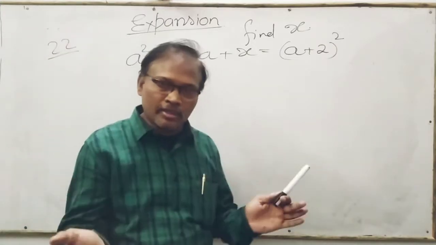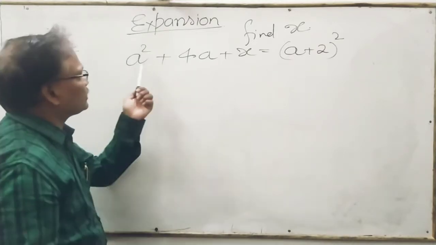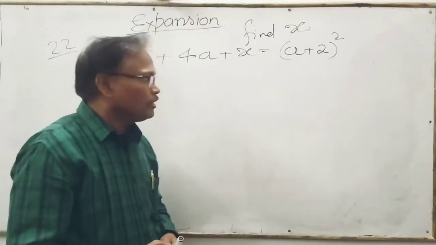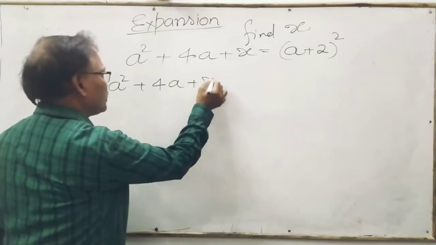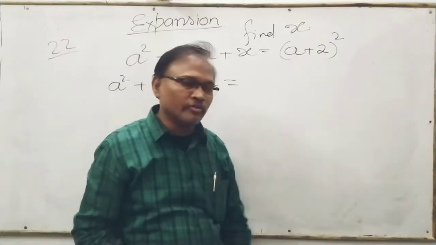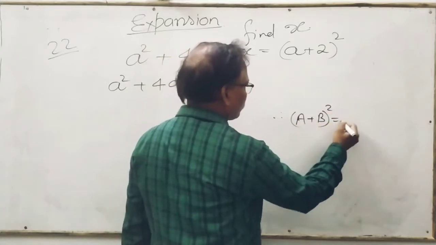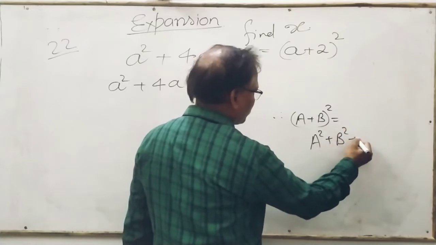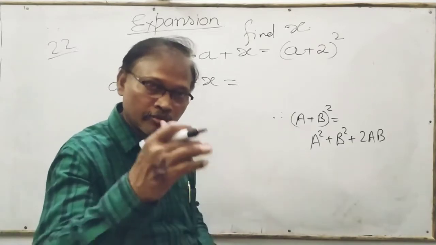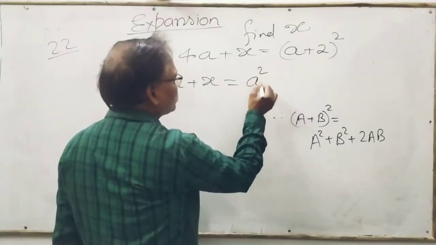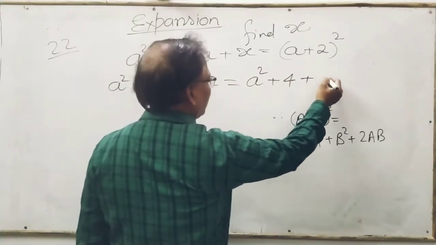If you see, this is an equation. If you expand this one, you will get some terms on the right hand side and left hand side. So if we expand this, what will you get? Plus x is equal to, and which formula will you apply to expand this? a plus b whole square is equal to a square plus b square plus 2ab. Okay, just write the formula, what formula you are going to apply.